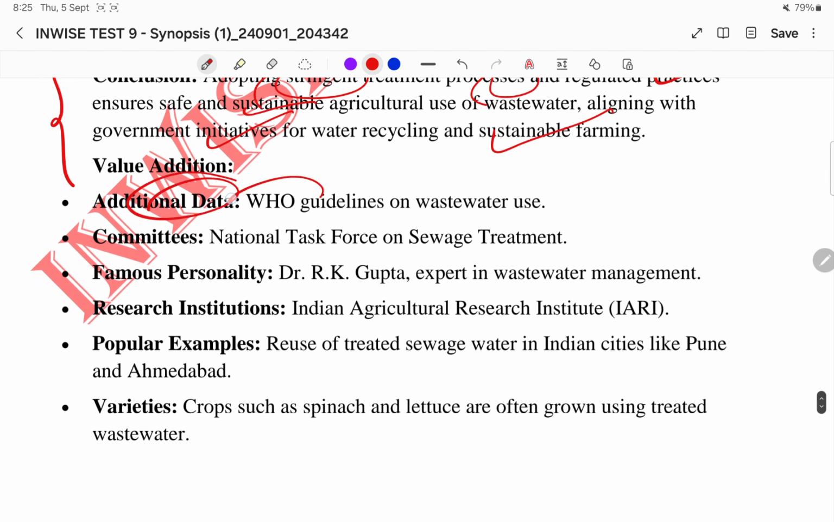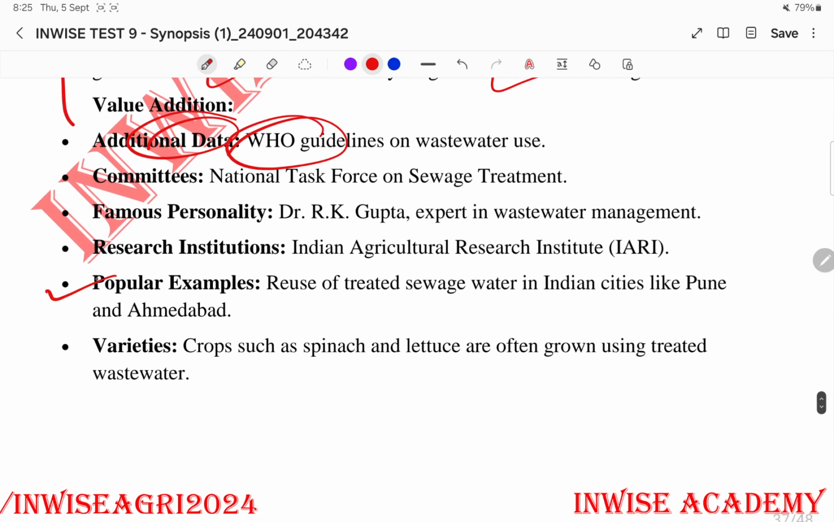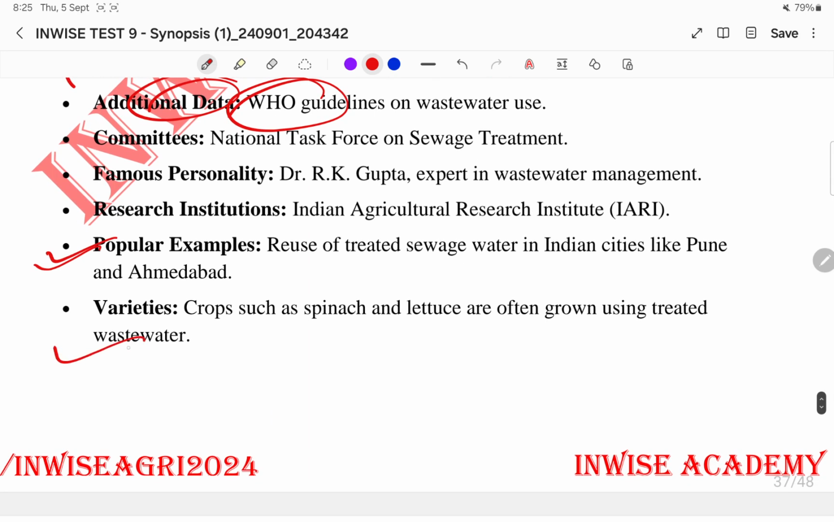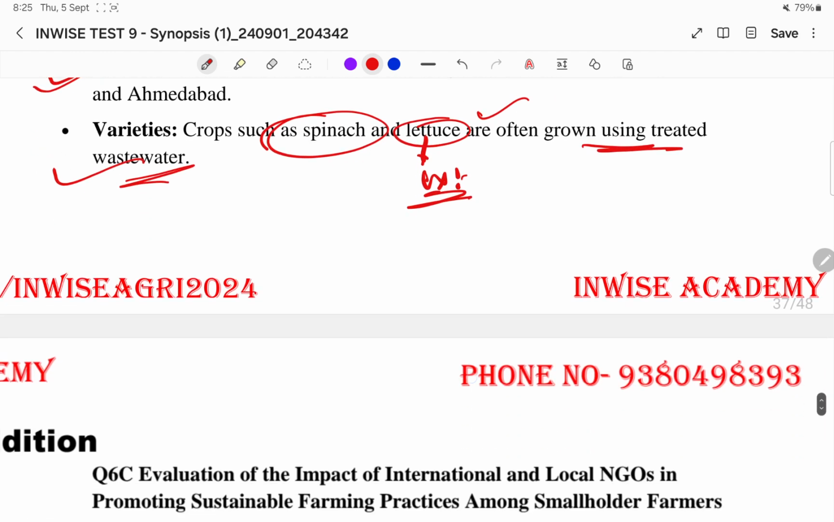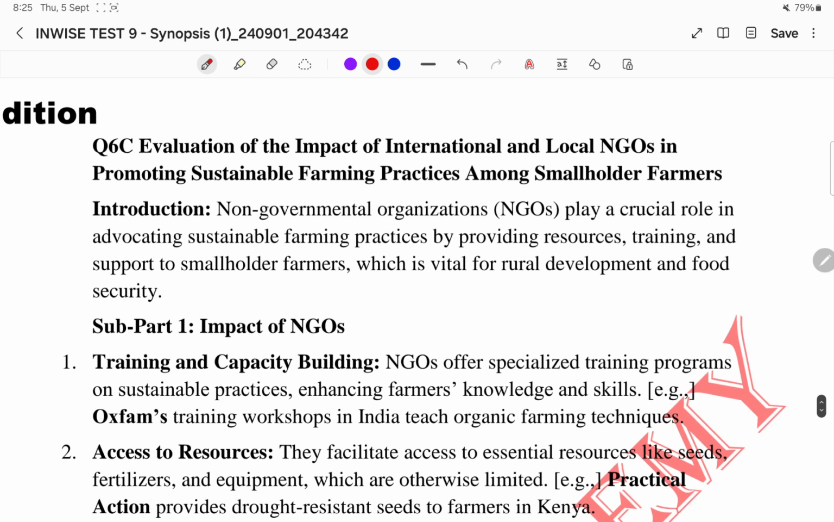So additional data: WHO guidelines on wastewater usage. Then popular examples like Pune, Ahmedabad. Then varieties, crops such as spinach and lettuce are often grown using the treated wastewater. So these are some examples you can mention in your answer. Fine. So come to 6C.